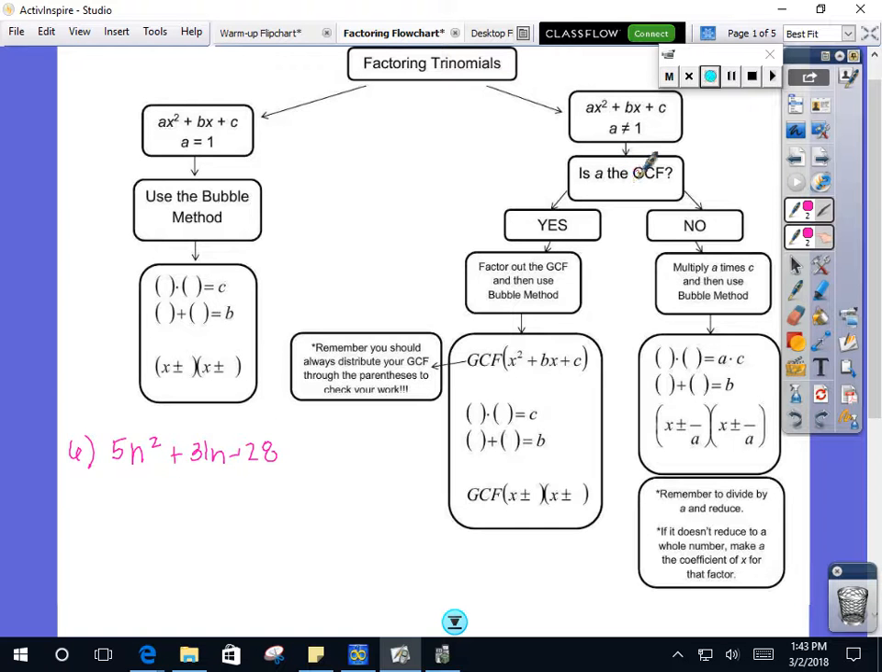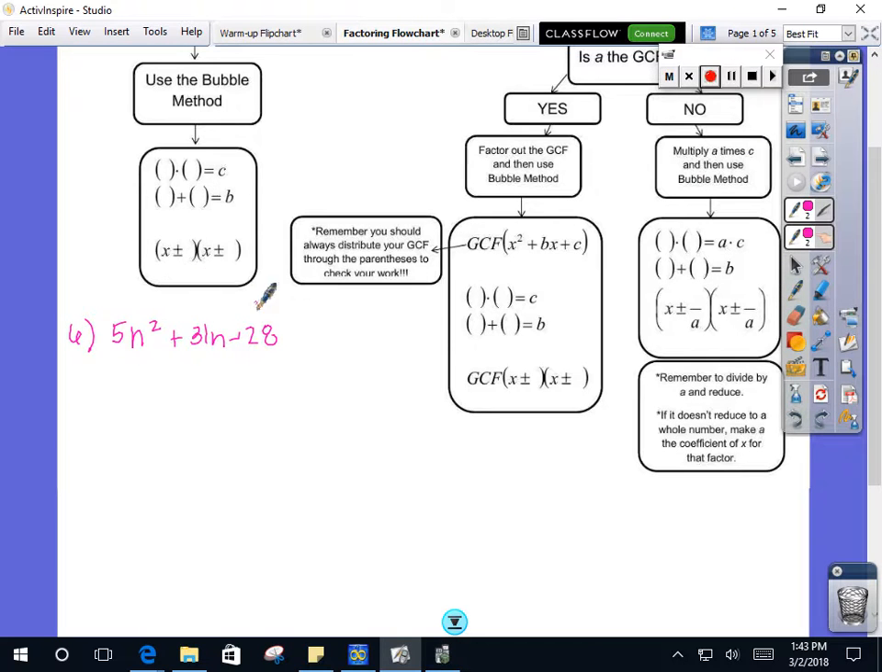Is a the GCF? Can you divide all three of those terms by 5? No. Okay, so you go this route, which is what we learned yesterday. Multiply the a times the c and then use the bubble method. Well, a is 5, c is negative 28. What will that equal? Negative something. Okay, so that is now the number that you're trying to multiply to get. And you're still trying to add to get your b value, which is 31. Okay, so be trying to figure out those numbers. Okay, a 35 and a negative 4.